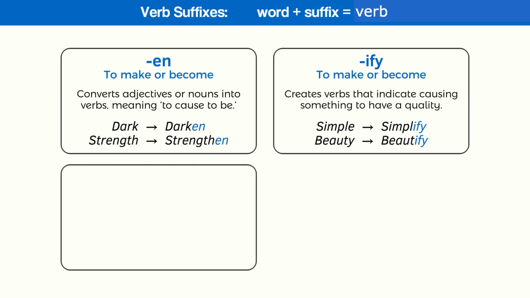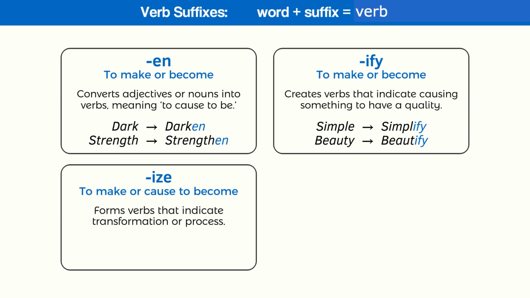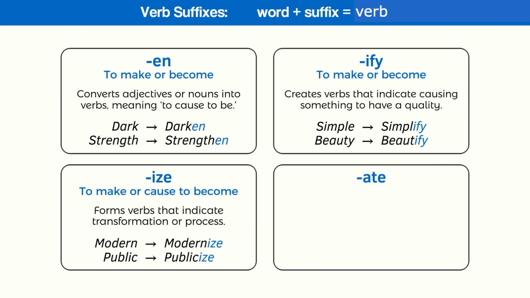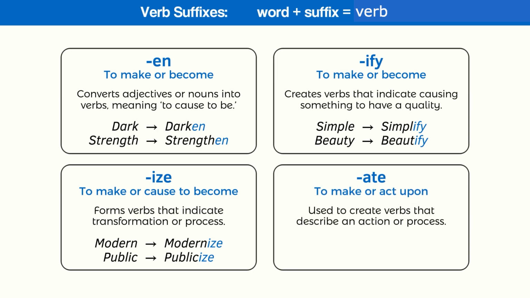The suffix ise means to make or cause to become, or to change into. Forms verbs that indicate transformation or process. Examples: modern, modernise, public, publicise. The suffix ate means to make or act upon. Used to create verbs that describe an action or process. Examples: activate, motivate.